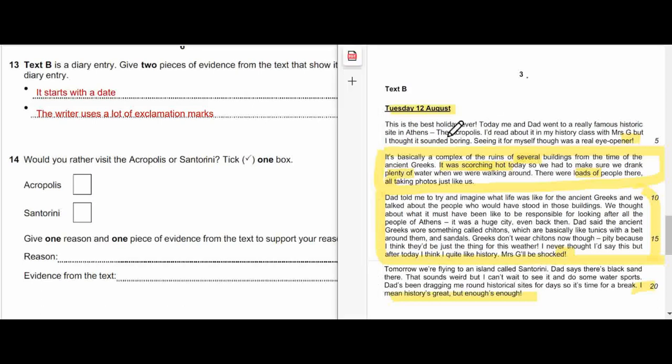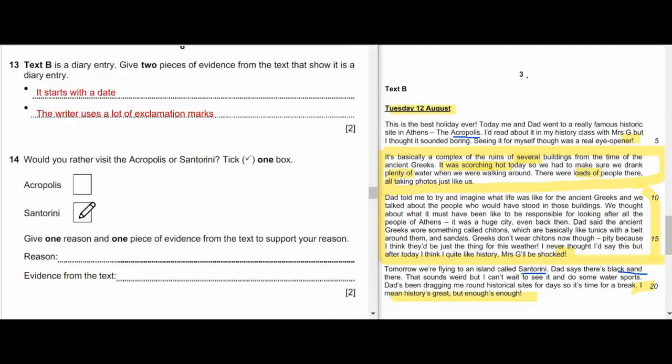So we have the Acropolis, the prop, and Santorini is the black sand, where it can do water sports. So the easiest to choose is Santorini. The reason is, well, we can say it's more fun than looking at historical sites because there is some water sport. So black sand looks fun.